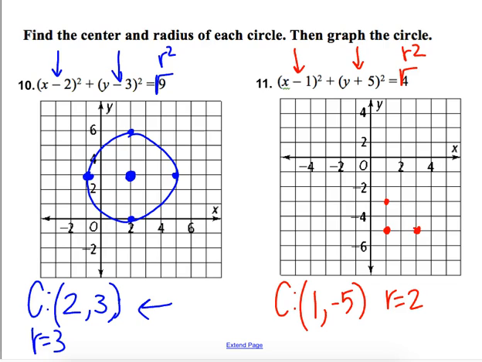2, 2, 2, and 2. And again, do your best to make that look like a circle.